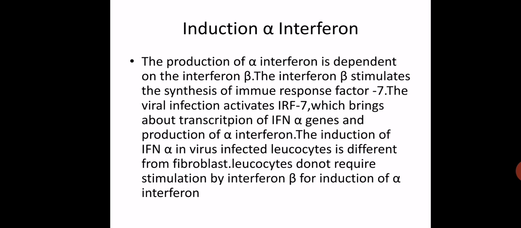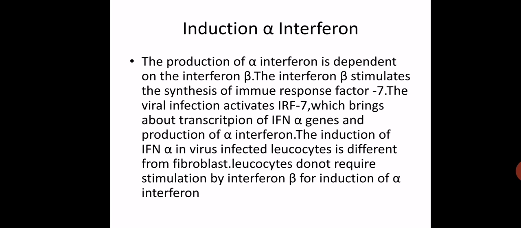The induction of alpha interferon in virus infected leukocyte is different from fibroblast. In the previous lecture we discussed that leukocyte, lymphocyte and fibroblast are the major types of cells producing interferon. So this alpha interferon which is induced in virus infected leukocyte is different from fibroblast. We know fibroblast is producing beta interferon, so it is different from the fibroblastic cell.